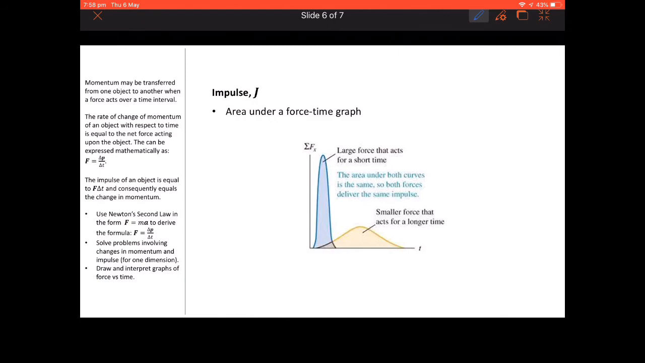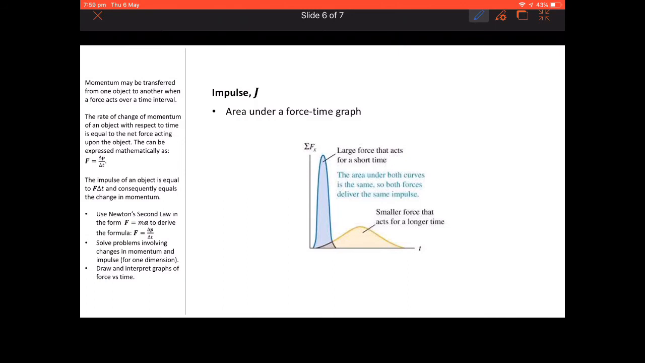Revisiting our crumple zone example, crumple zones increase the time over which a change in momentum occurs, and therefore decrease the magnitude of the force that acts. The impulse is going to be the same regardless of the change in time as long as the corresponding change in force matches. What I mean by that is the overall change in momentum stays the same, so therefore the change in momentum, which is equivalent to impulse, will also stay the same.